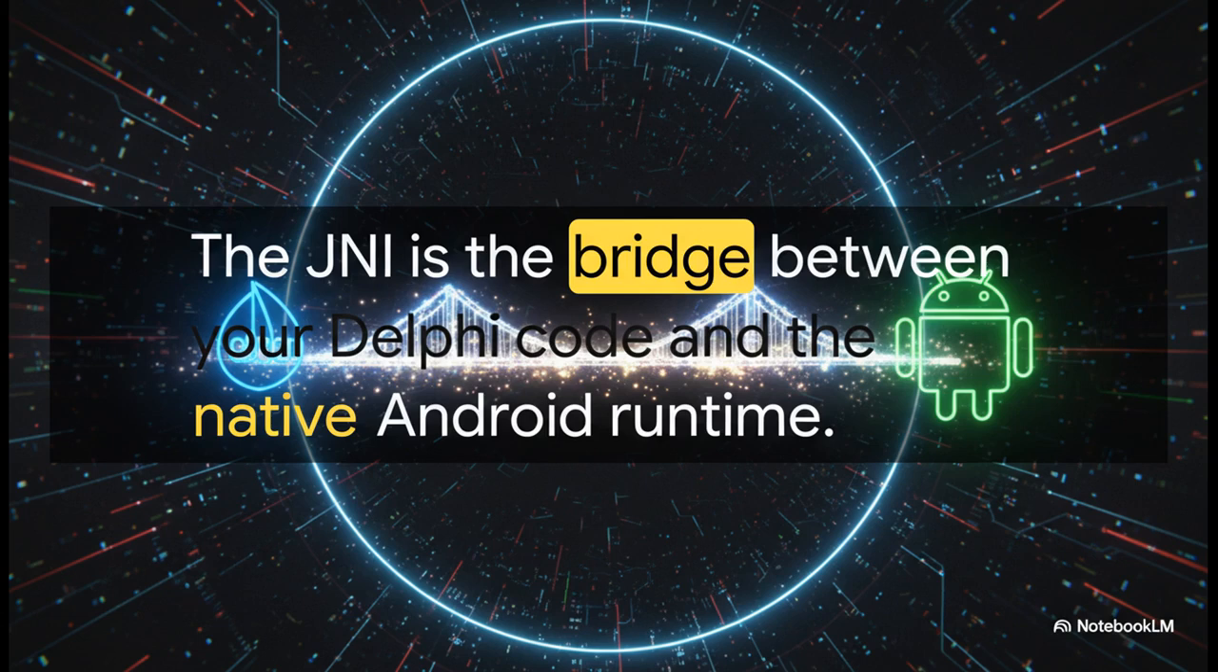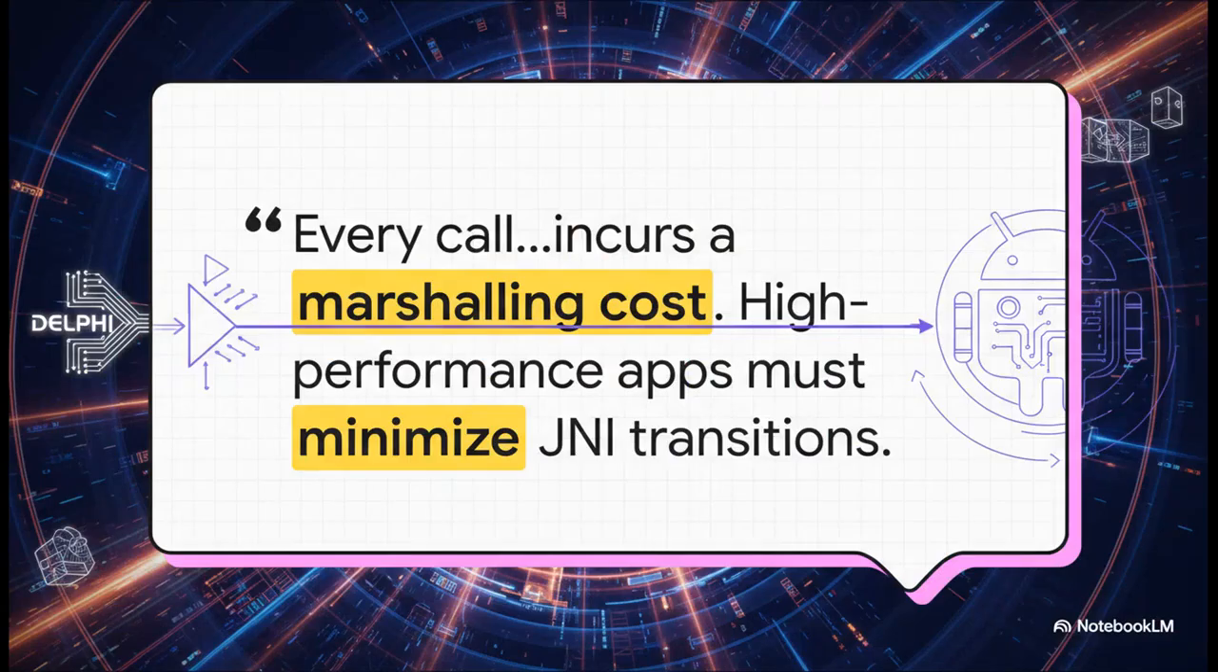But, and this is a big but, this power comes at a price. Yeah, this quote says it all. Every single time your Delphi code calls a native Android function across that bridge, there's a tiny little performance tax, a marshalling cost. A few calls here and there, no big deal. But if you're doing it constantly, those little taxes add up and your app can grind to a halt. We have to be smart about it.